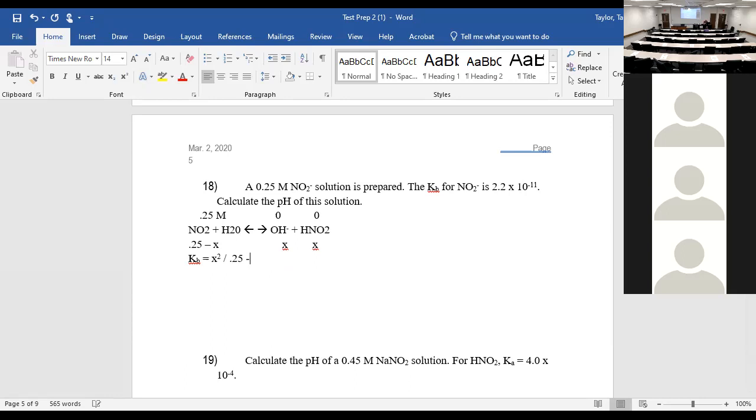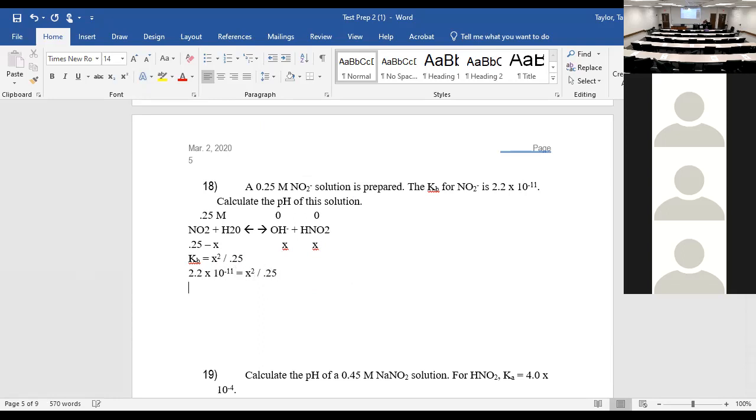So you don't need to worry about it. If that's the case, then we know we can drop that X, because that is what results in the quadratic equation. So that simplifies our equation to just X squared divided by 0.25. And we already know the value of KB is 2.2 times 10 to the negative 11th, and that's equal to X squared divided by 0.25. So then it just becomes a simple solve the equation.